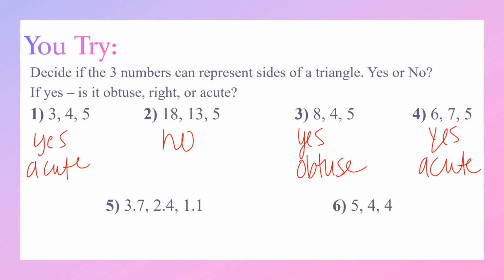1.1 plus 2.4 is less than 3.7, so this is not a triangle. And then 4 plus 4 is greater than 5, so this would be a triangle, and it is an acute triangle.